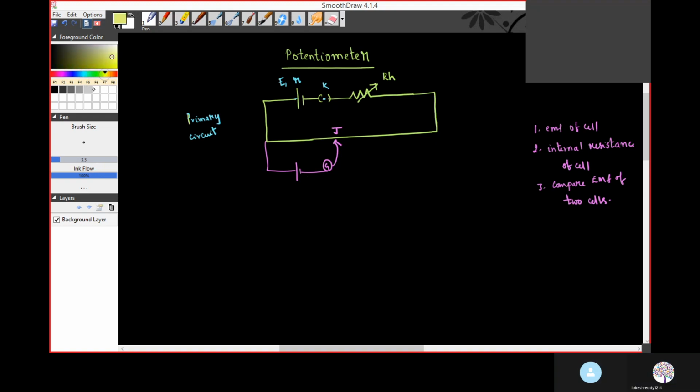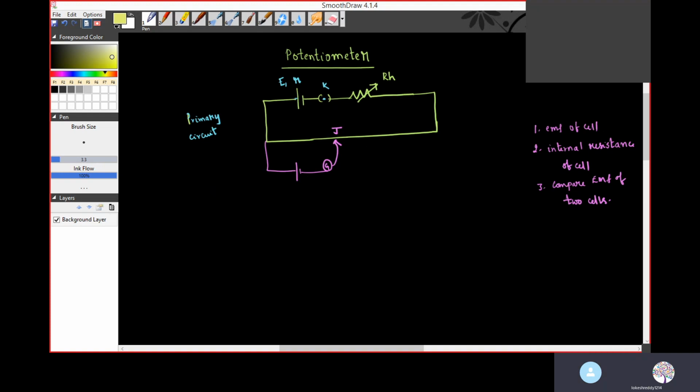Now, an ordinary voltmeter draws current through the circuit, so it cannot measure the EMF accurately because it draws some current. But this one does not draw. Potentiometer is based on the no deflection method. Here the galvanometer shows zero reading when the potentials are equal, so it does not draw any current. The potentiometer does not draw any current, so it is more accurate.